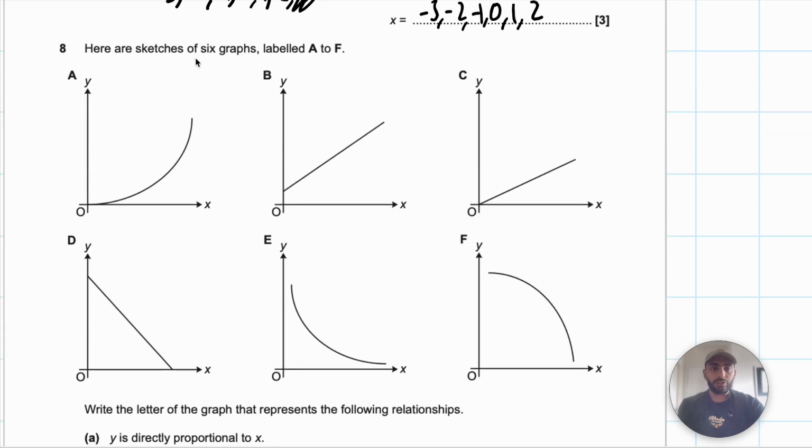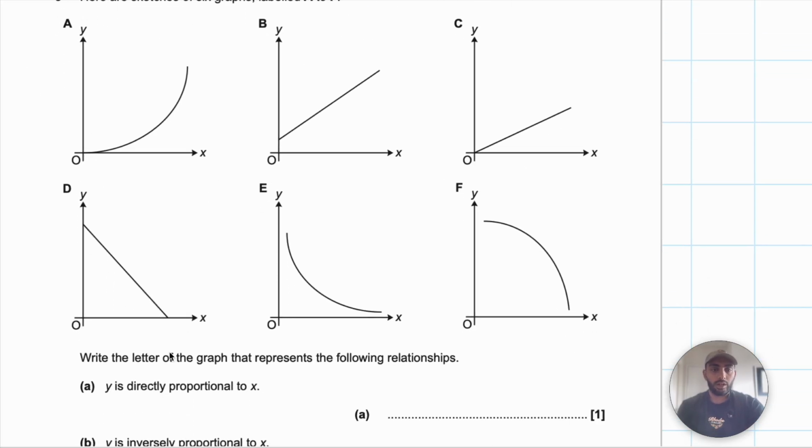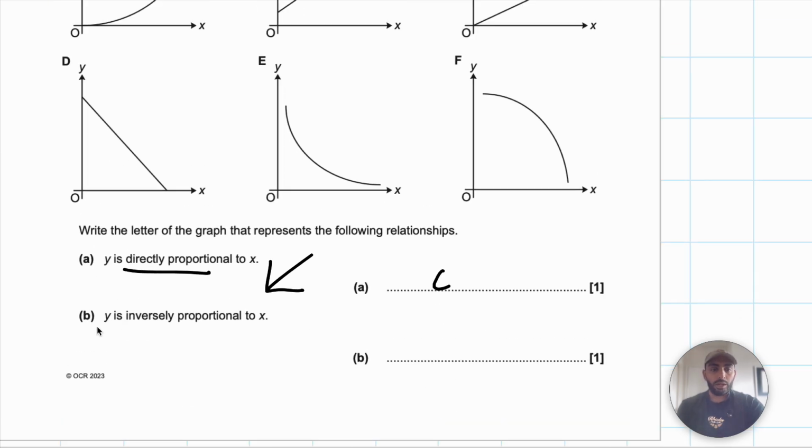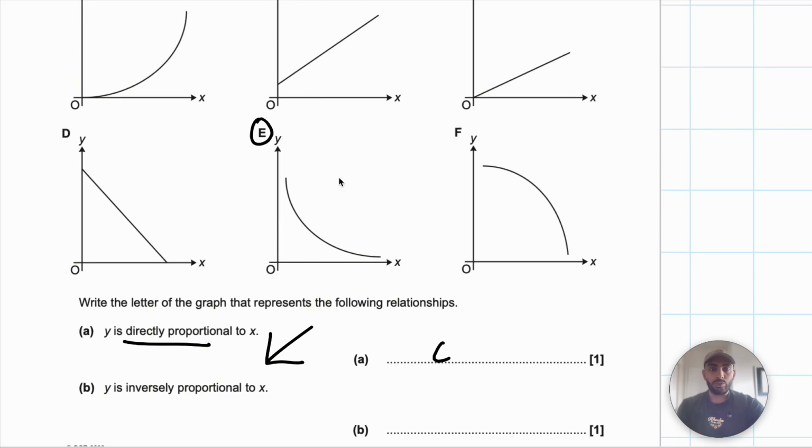Question 8. Here are sketches of 6 graphs labelled A to F. Write the letter of the graph that represents the following relationships. y is directly proportional to x. If it's directly proportional, I'm looking for two things. I'm looking for both of them to be increasing at the same time and it to go through the origin. It needs to go through 0. So which of these is correct? That would be C. Part B, y is inversely proportional to x. For this one, I'm looking for one thing increasing and the other one decreasing. So this one would be E.